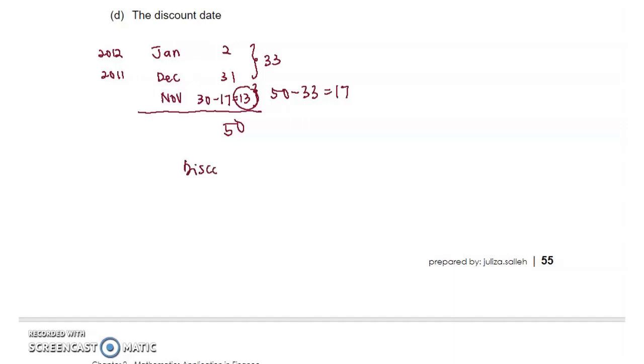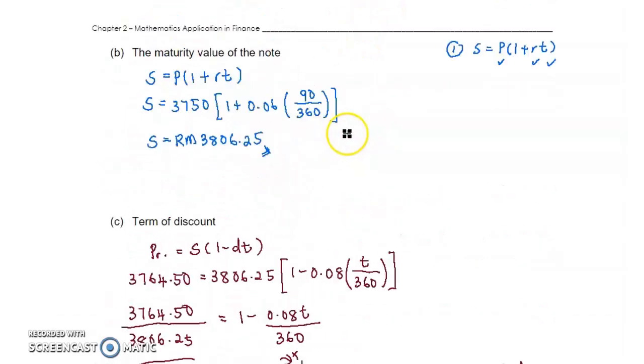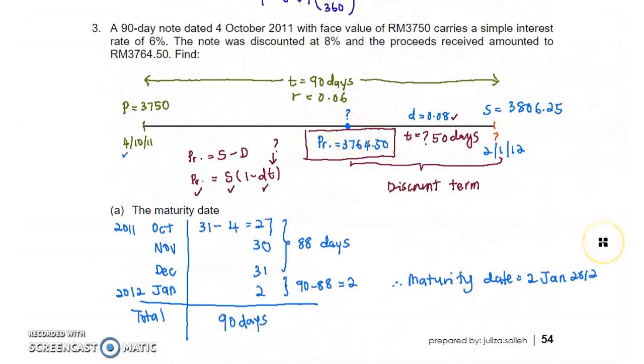So the discount date is 13 November 2011. Okay. So here discount date here is 13 November 2011. Okay. So if you look at this timeline, the values must be correct and logic. P must be less than proceeds, correct, and proceeds must be less than maturity value here. Okay, correct. So sorry, this one is 2011.